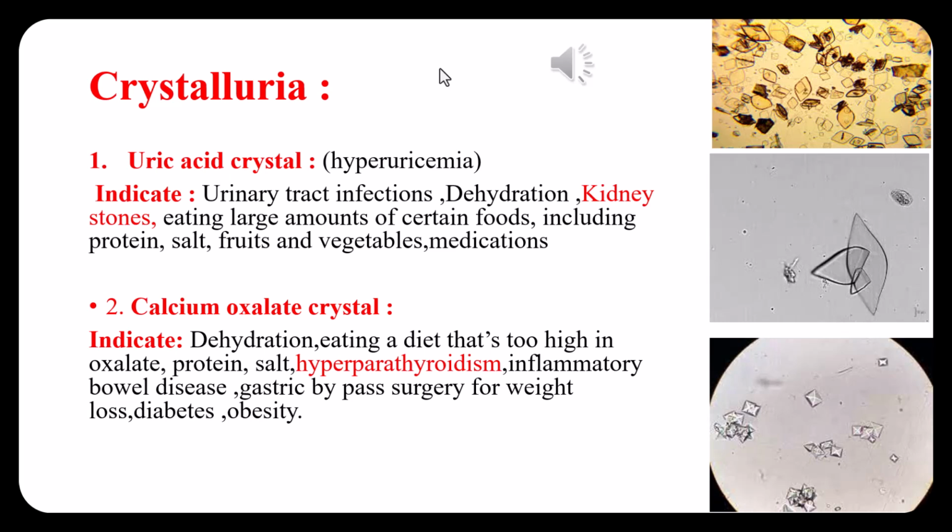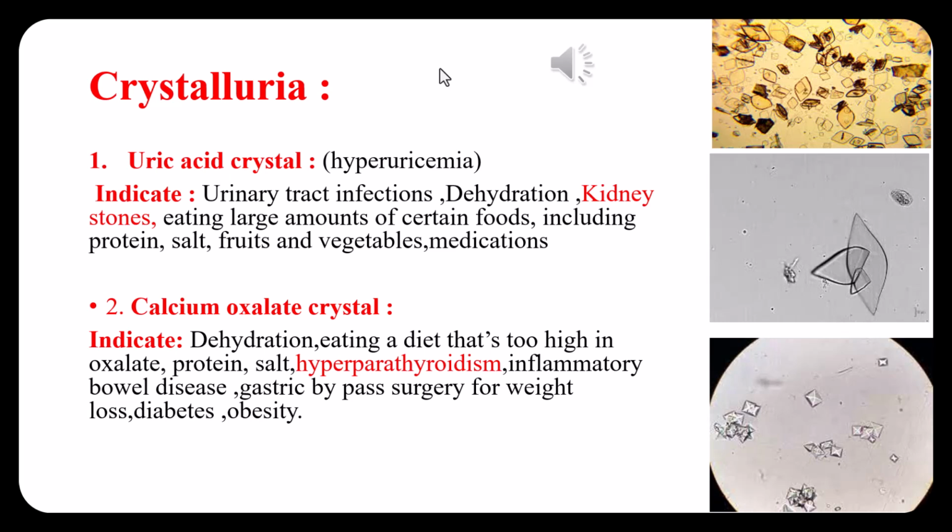While calcium oxalate also should not be present, if a little bit is present, it is not a medical condition. But a high level may indicate dehydration. If the patient has dehydration, maybe you can find calcium oxalate in the urine. Also eating a diet that's too high in oxalate, protein, salt, and hyperparathyroidism, because as we know, the main function of the parathyroid is regulating calcium in the blood.